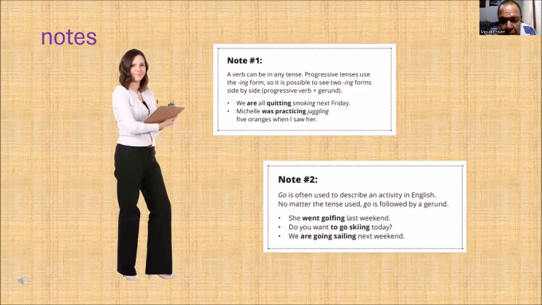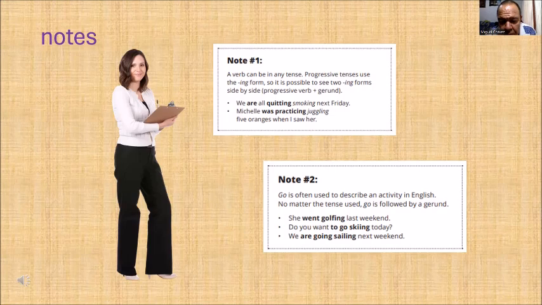Let's take a look at some important notes related to these grammatical forms. Note 1. A verb can be in any tense. Progressive tenses use the -ing form, so it is possible to see two -ing forms side by side. It means progressive verb plus gerund. For example, we are all quitting smoking next Friday. Mitchell was practicing juggling 5 oranges when I saw her.